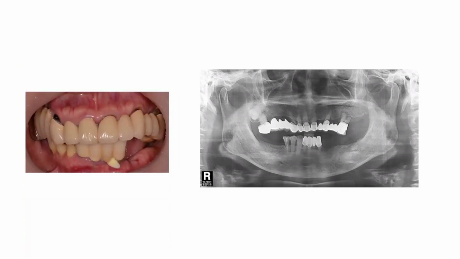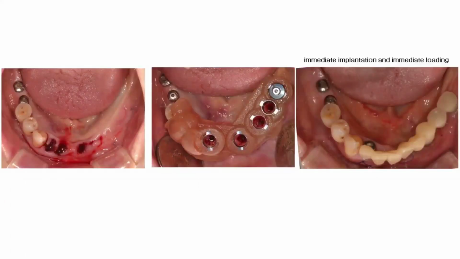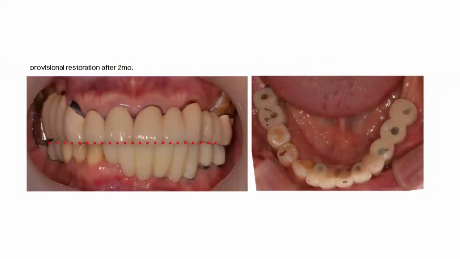We can see here that the occlusal plane is slanted and unevenly slanted. Again here, we duplicated the prosthetic by scanning it. And then for the mandible, we did immediate implantation and immediate loading after extraction. And then after 2 months, we did the first prosthetic replacement. And for the lower right side, we did a provisional restoration.